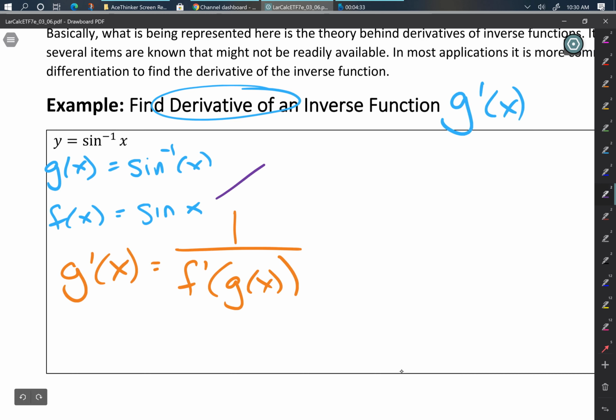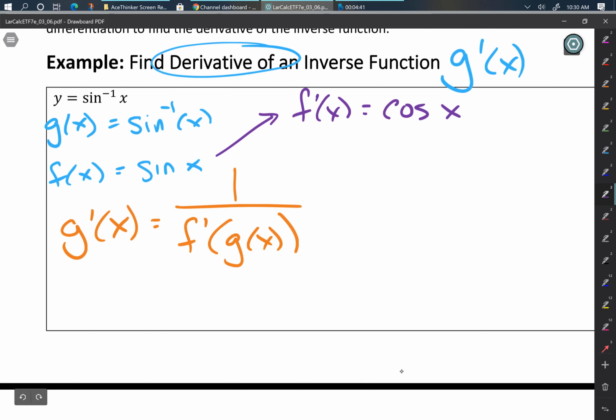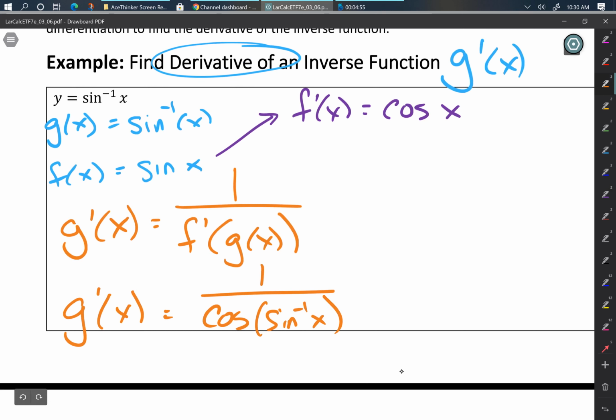And I know since I have f here that I can easily find f prime of x. f prime of x would be the cosine of x. So then our derivative, g prime of x, could be written as 1 over the cosine of g of x. g of x is arcsine of x. And there's my derivative. But I don't like that.